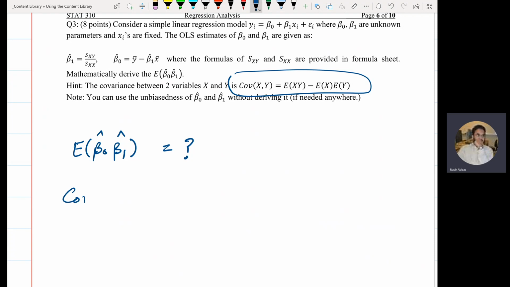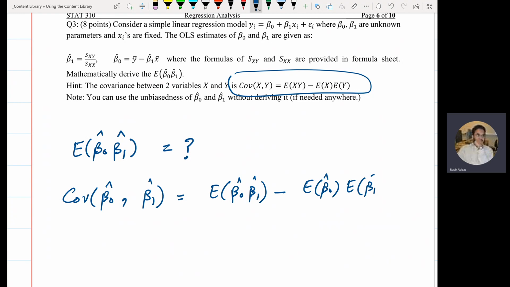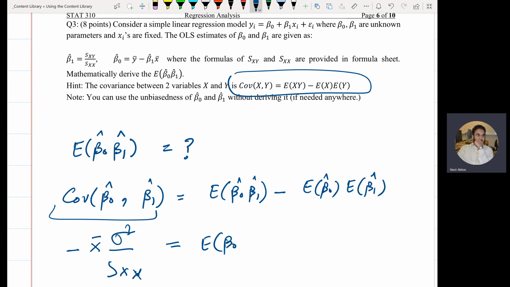You start with this covariance of beta naught hat comma beta 1 hat. This is nothing but the expected value of beta naught hat with beta 1 hat minus expected value of beta naught hat times expected value of beta 1 hat. Now, in one of the assignments, we proved this one to be minus x bar times sigma square over SXX, I think. Yes. In one of the assignments, we proved this one, the left side. You need to do all of it, the assignment. This is equal to expected value of beta naught hat, beta 1 hat, and then look at the note.